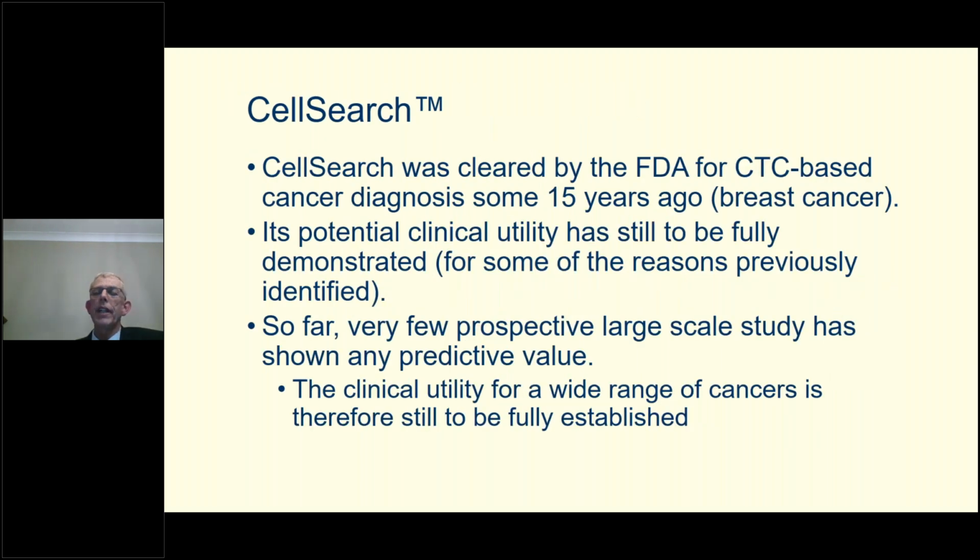So as I've said, CellSearch was cleared by the FDA for cancer diagnosis and cancer evaluation some 15 years ago for breast cancer. I think its full clinical potential and utility has still to be fully demonstrated, for some of the reasons that I've not previously identified, but I will talk about in a minute. And there are emerging large-scale studies which are trying to demonstrate predictive value, but there still needs to be a lot of work in this area.